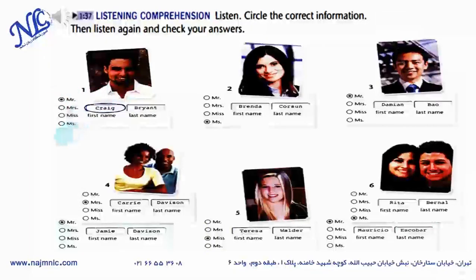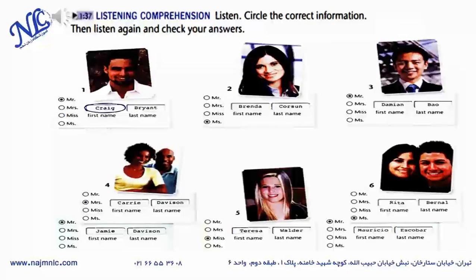Here we have title, and also first names and last names. Listen. For each picture, you're going to be asked to circle the title or first name or last name or some of them together. Listen, please.